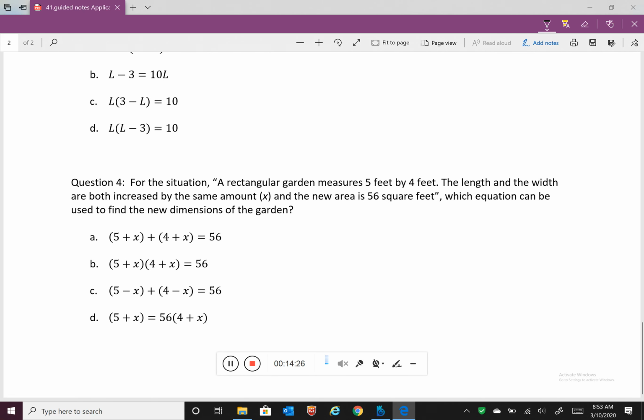And last question. For the situation, a rectangular garden measures 5 feet by 4 feet. The length and the width are both increased by the same amount, and we don't know that amount. It is given as x. And the new area is 56 square feet. Which equation can be used to find the new dimensions of the garden?